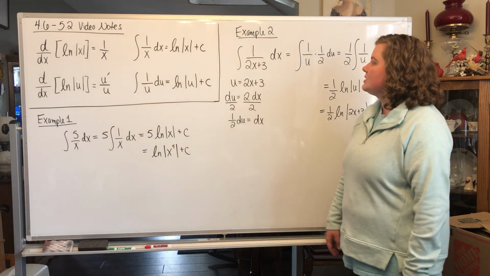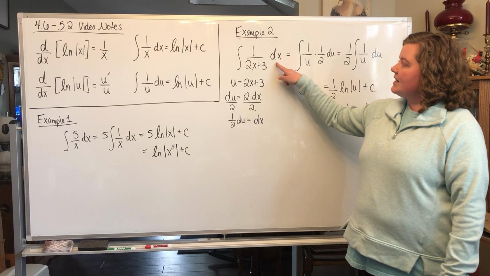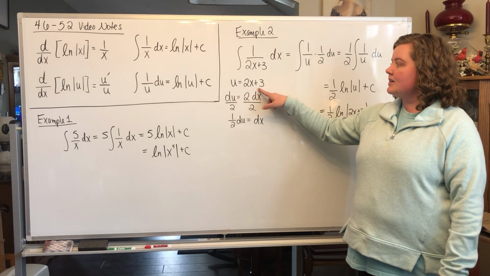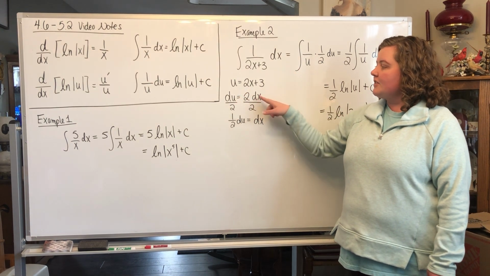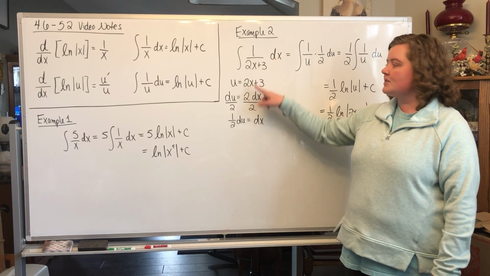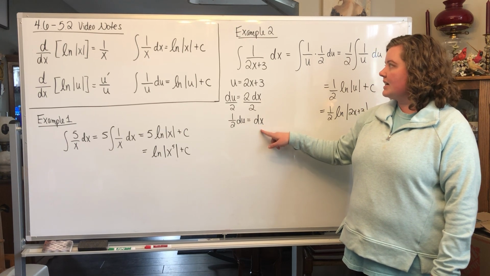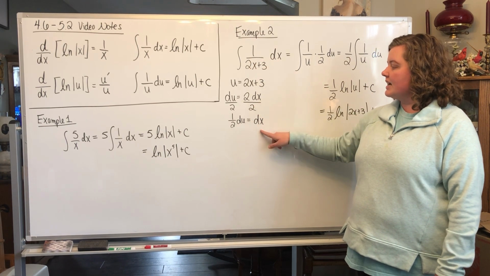Okay, so example 2. You've got the integral of 1 over 2x plus 3 dx. So if we let u equals 2x plus 3, then take the derivative of that. So du would be 2 dx. So there's no 2 up here, so we're going to divide by 2. So you get 1/2 du equals dx, and now we can replace that dx.